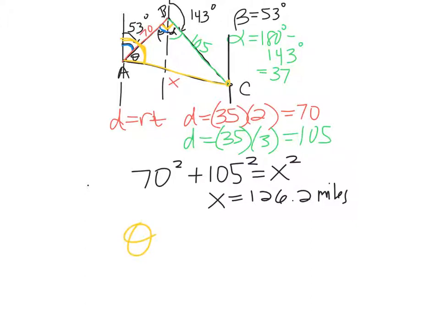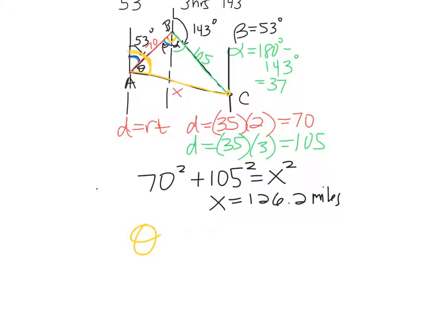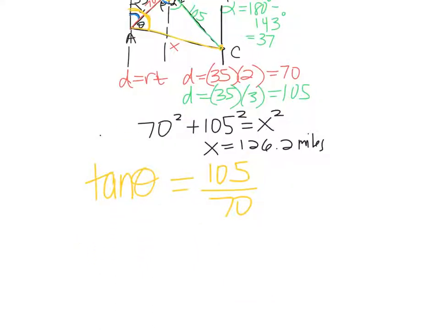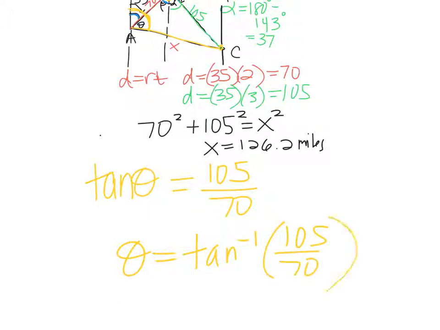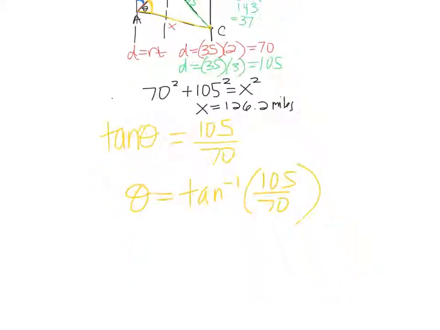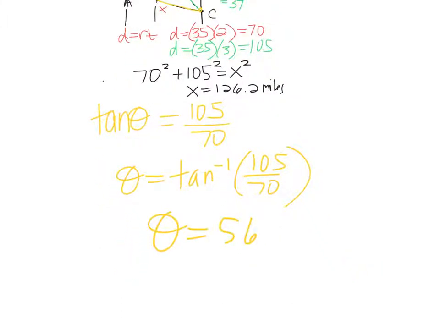This is really good because we haven't done one like this yet. So tangent of theta is going to be opposite over adjacent. When you solve this, you have to do tan inverse. So theta is going to equal tan inverse of 105 over 70, and you get that theta is 56.3 degrees. Then you have to add it to the 53 degrees from the top, and that will give you the bearing. Okay, sorry about that, I wasn't sure what they wanted. There we go.